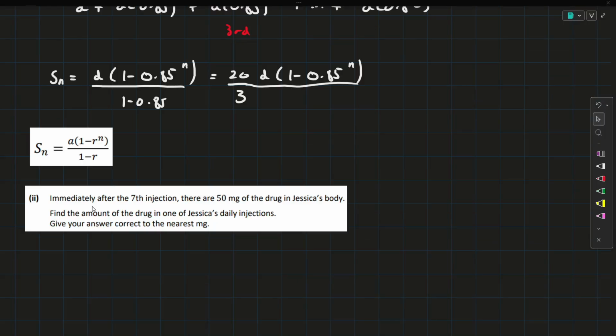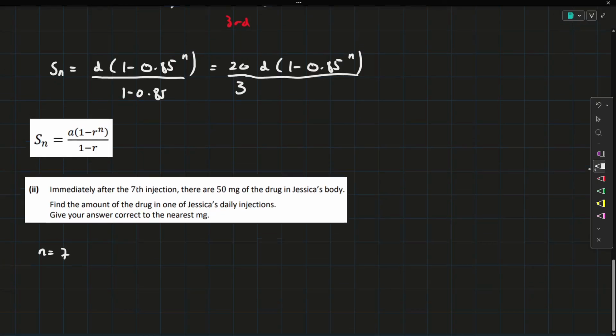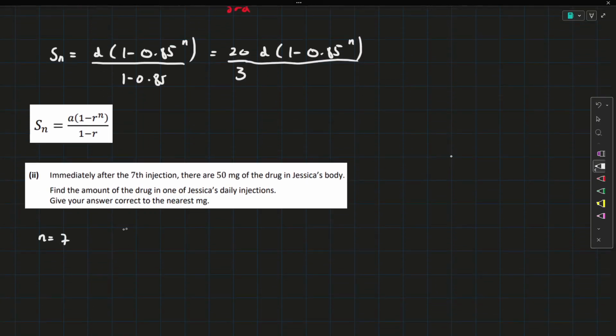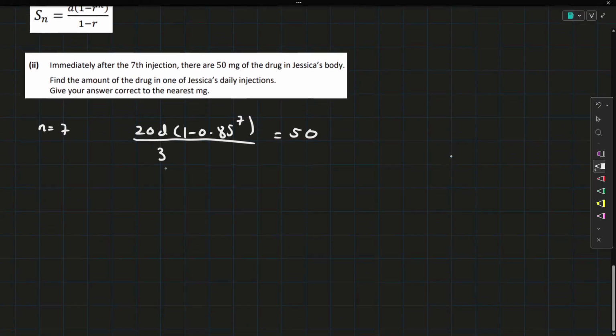Then finally, we're told after the 7th injection, there's 50 milligrams in the body, how much of the drug is in the daily injections. So basically, n is equal to 7, because it's after the 7th injection. So what we're going to end up having is the total amount in our body is going to be 20d times 1 minus 0.85 to the power of 7, all divided by 3, and that's equal to 50. We know that, after the 7th injection. Now we can just solve for d.